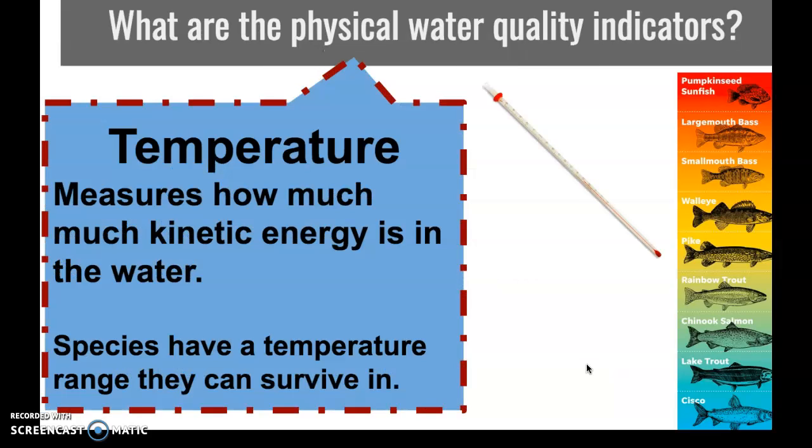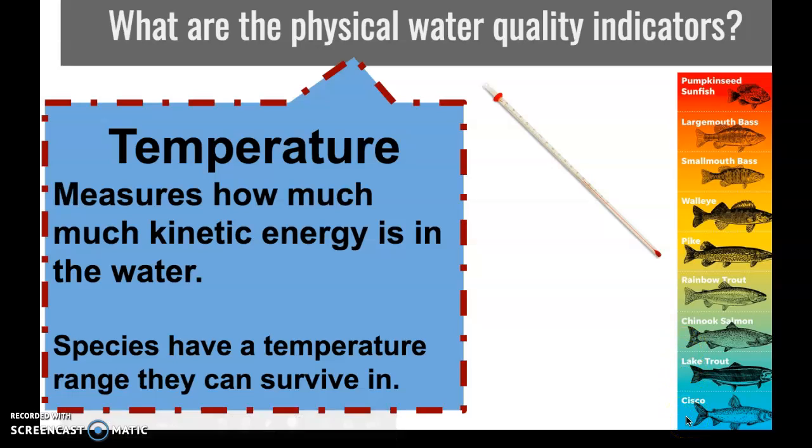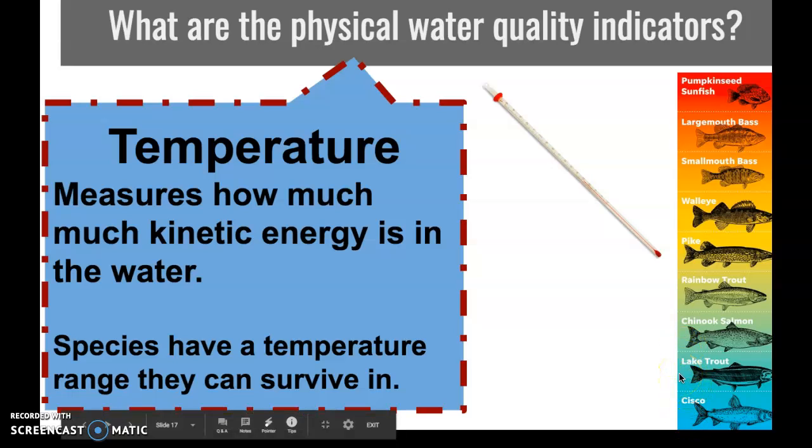Our next physical property of quality of water is temperature. And temperature measures how much kinetic energy is in the water. Species have a temperature range they can survive in. So if you're looking at this chart right here to your right-hand side, we've got a pumpkin seed fish, sunfish, which loves to swim in about 87 degree Fahrenheit water. Our largemouth bass bump down to 80. And then if we go down this way, we're getting to colder water species like our lake trout here, which likes to live in about 52 degrees Fahrenheit water.